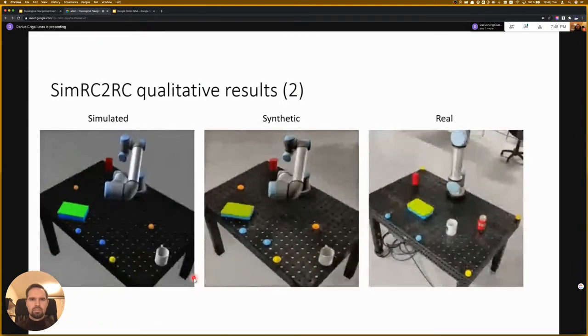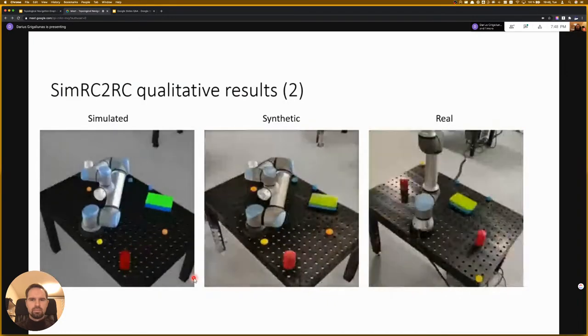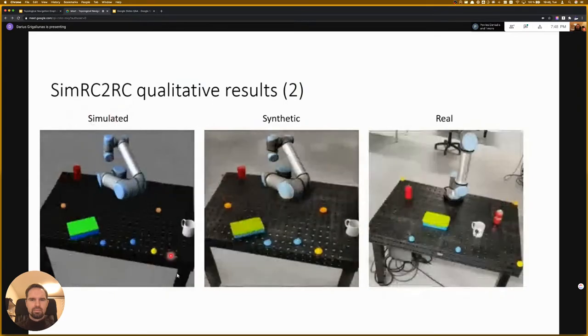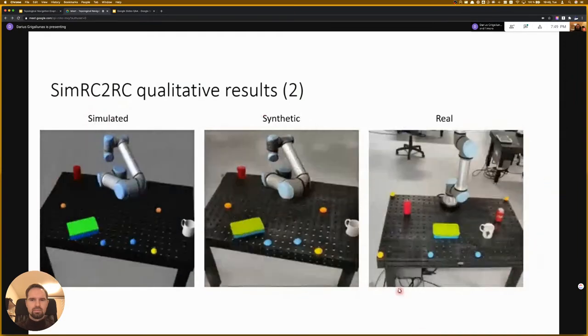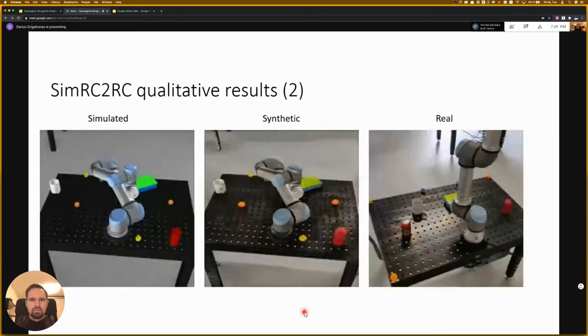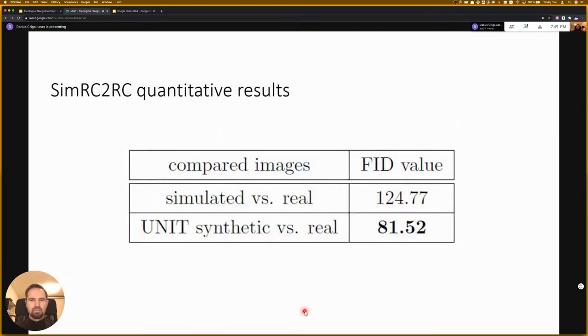So here you can see 360 images around the table: our image provided to the network, the synthetic image it produced, and as a comparison, the real image. And these images were evaluated quantitatively also. You can see that from the baseline value of 124, it reduced this value to 81, which is quite a significant reduction. And that means that these synthetic images generated by the UNIT network actually look more realistic.